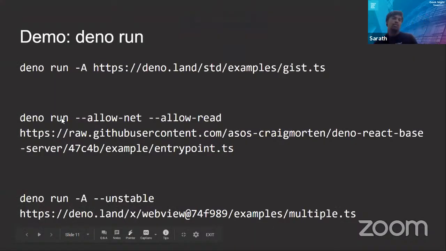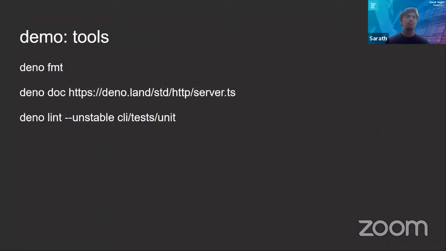And there are a few more things called unstable. We can run the unstable, meaning the ongoing in-development plugins, in Deno by using a flag called unstable. I'm not going to run it now. And Deno also comes with a few tools for formatting, showing the documentation, and linting.